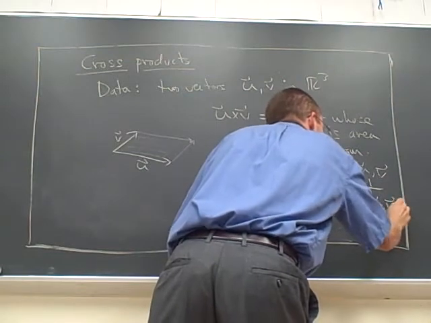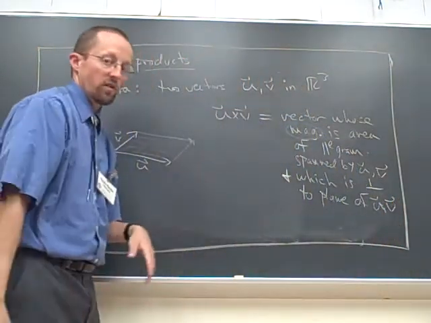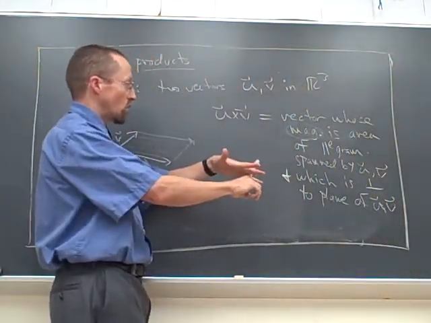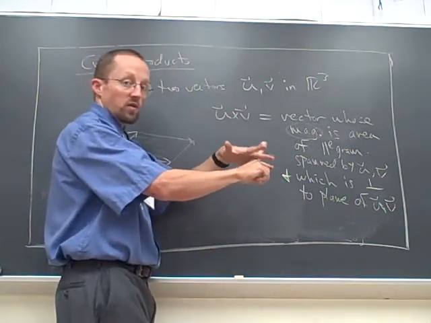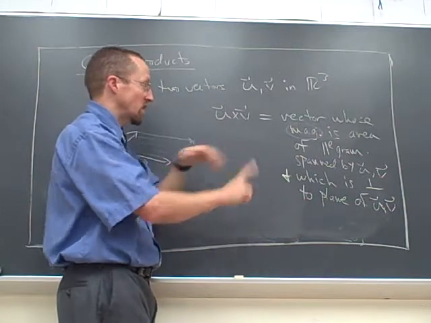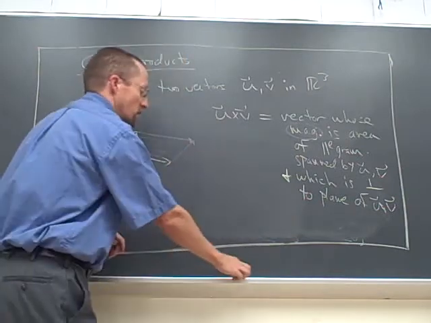So u and v span a plane as well as a parallelogram. My goal here is to create a vector u cross v that's perpendicular to that, and that's going to give the direction information. Now, here's a tricky thing though.